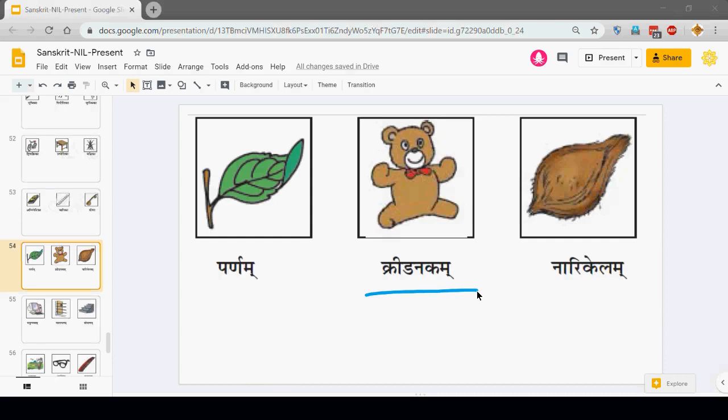Kridana. Kridanakam. So here there is a top to bottom sequence. Ka is coming first, and ra follows after ka. If it is a hook, then ra comes first. If it is a slant line, ra comes later. Okay, next one. Kridanakam is a toy. Any toy.